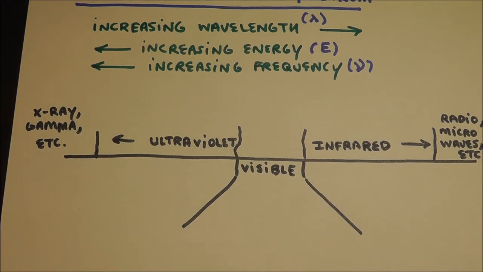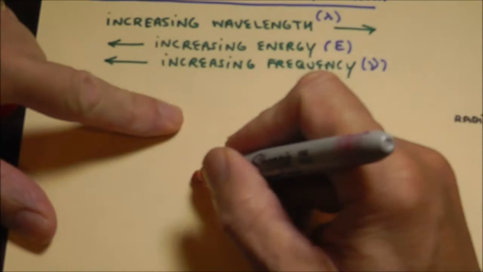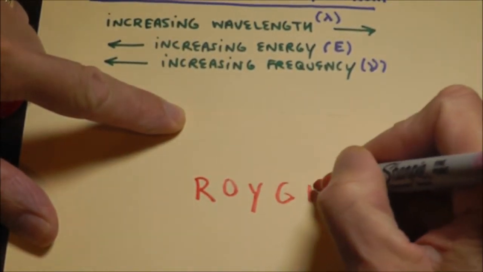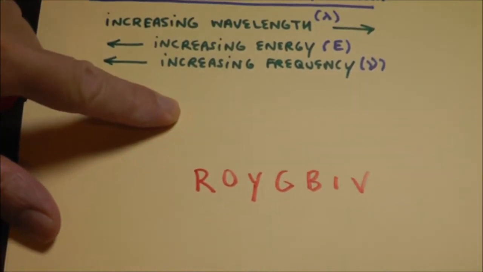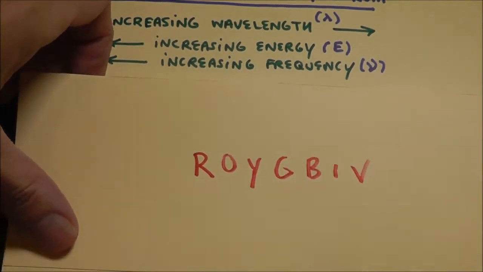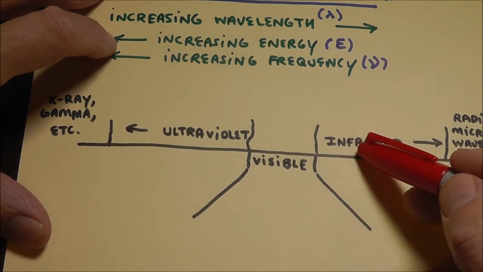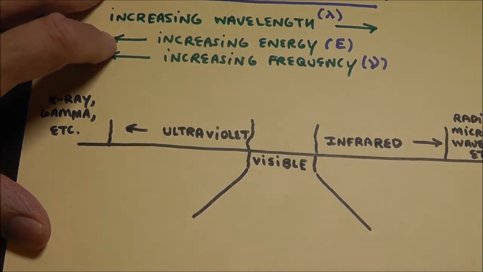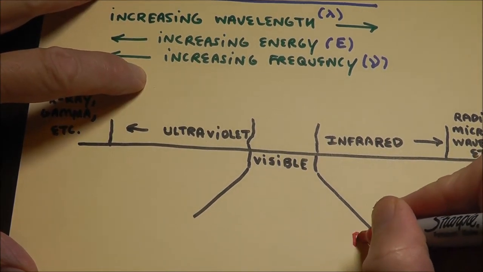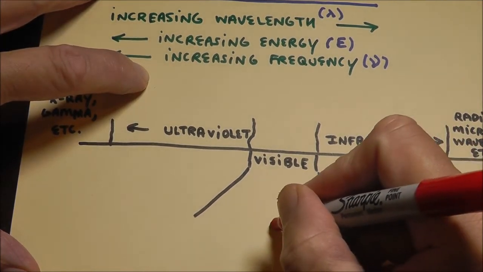So how do you remember the colors of the rainbow? Real simple. It's a guy's name. Roy G. Biv. Red, orange, yellow, green, blue, indigo, which is kind of like a turquoise, violet. And now here's the thing though. Infrared means lower energy than red. So the way I've written it, you have to write Roy G. Biv backwards.